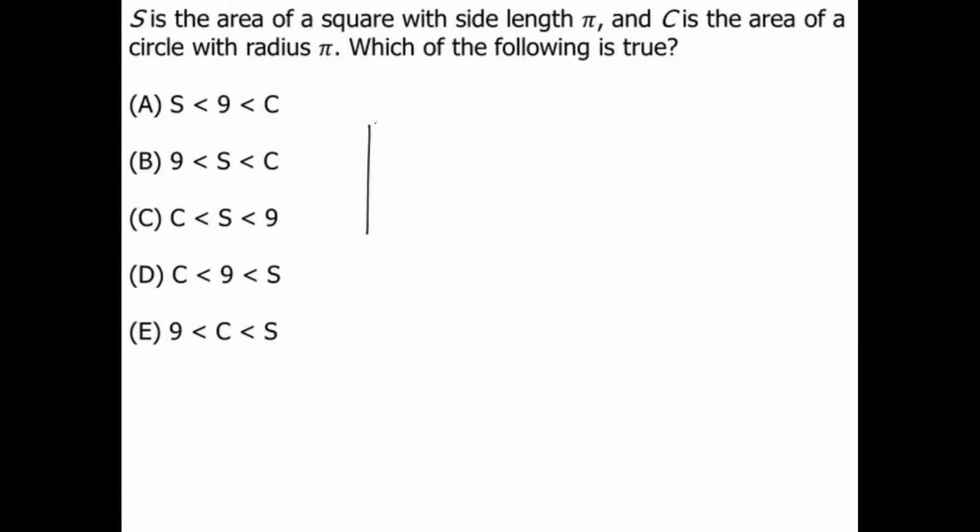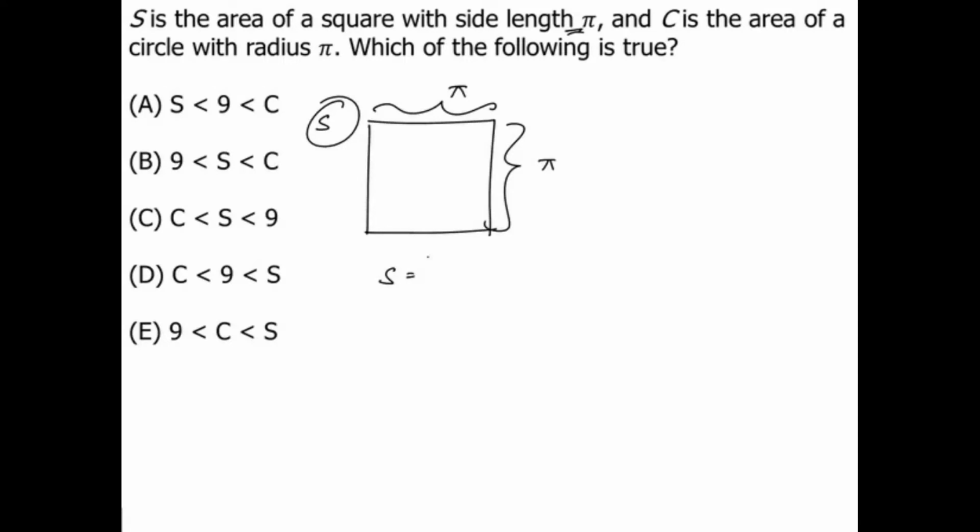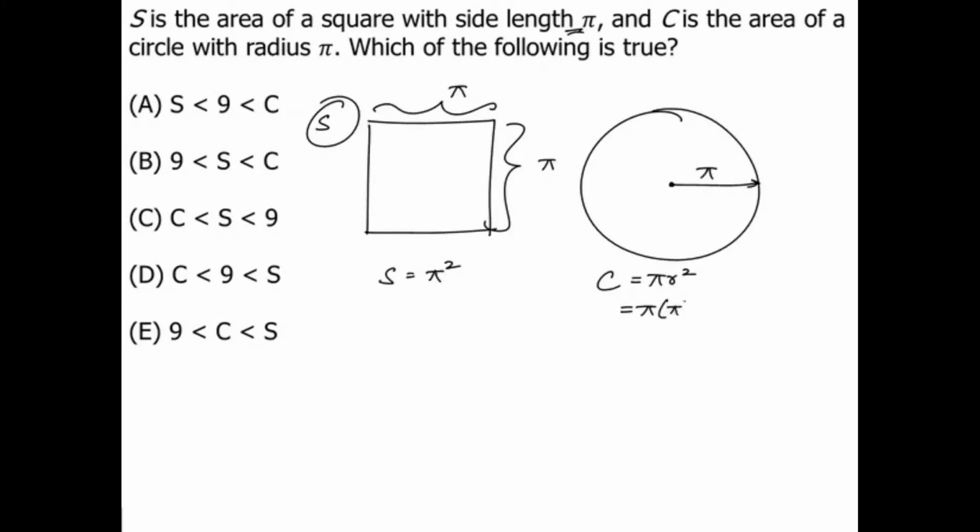So we're given this square and a circle. The square S has a side length which is pi, and S refers to the area, so the area would be side square, in this case pi square. In case of a circle, C here, the radius is pi, and we're told that C is the area. So the area is pi r square, where the radius is pi, so it's pi times pi square, which is pi cube. And they're asking you to compare these to each other, the C and S.